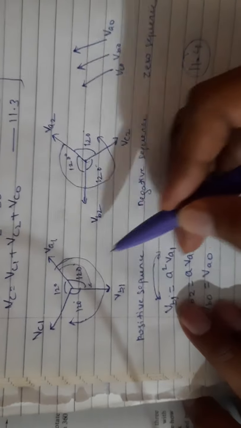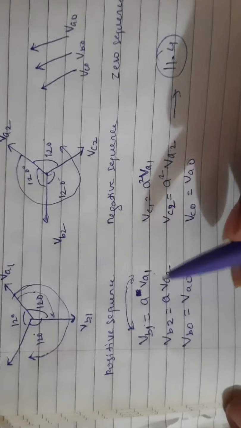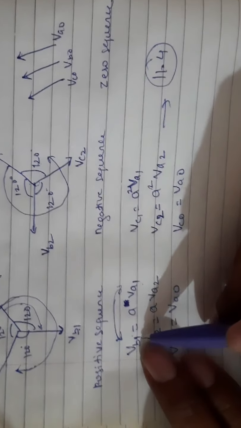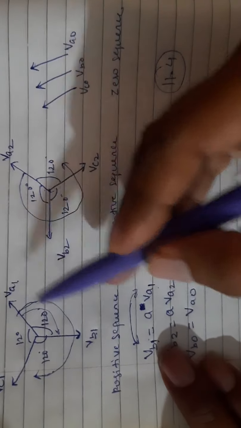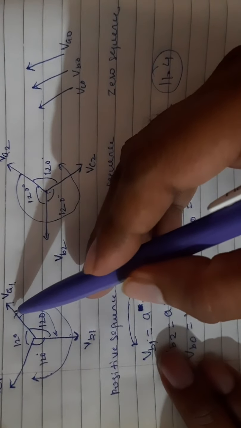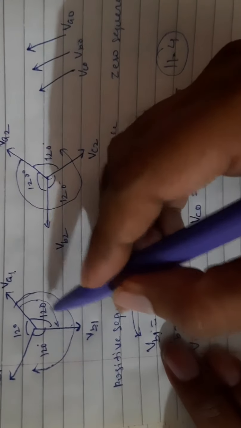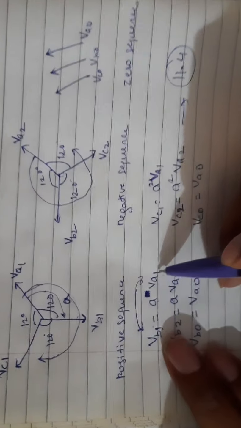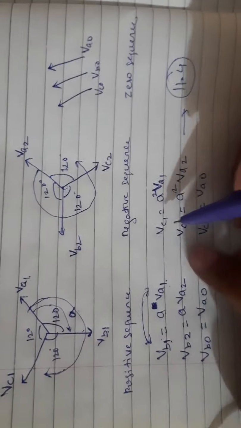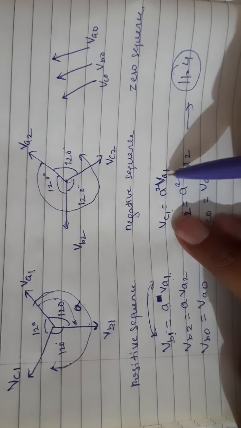So here it is VA1 and VB1. How is it moving? It is moving in a clockwise direction. What is the difference? It is a difference of only a. So VB1 is equal to a VA1. Now if you see VC1, VC1 is equal to a squared VA1.